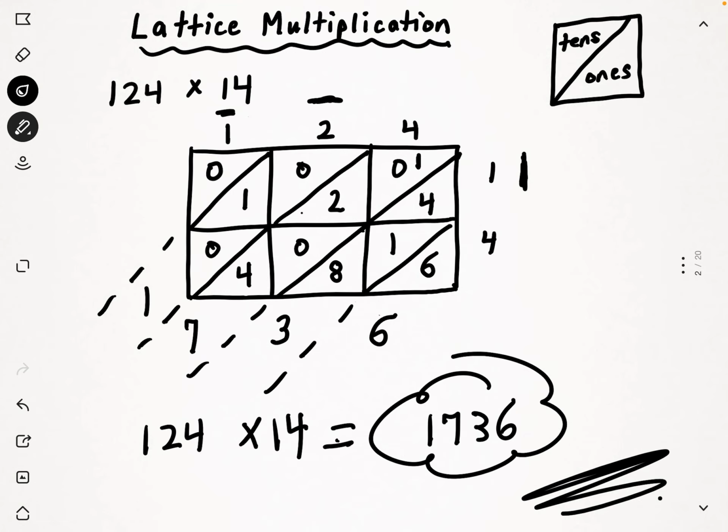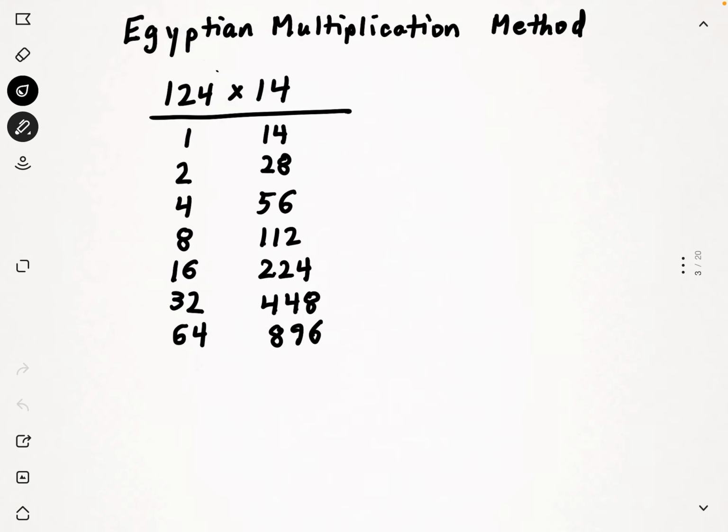Okay, let's try another method. Let's try the Egyptian multiplication method. And perhaps this one is a little more complicated. There are a few more steps to this one, but it's still fun to do, and definitely fun to check out a different perspective here. The Egyptian multiplication method uses 2 columns.